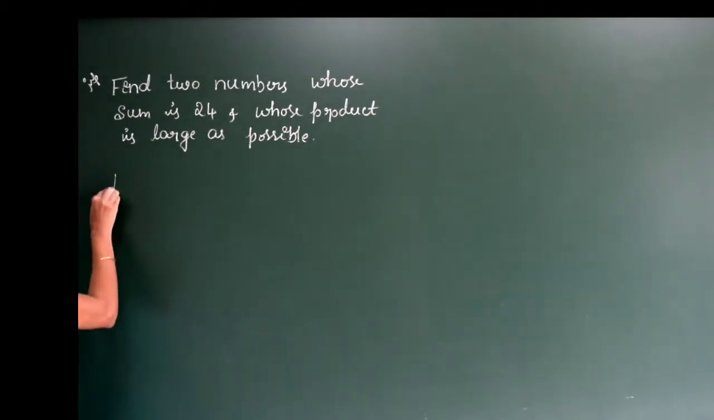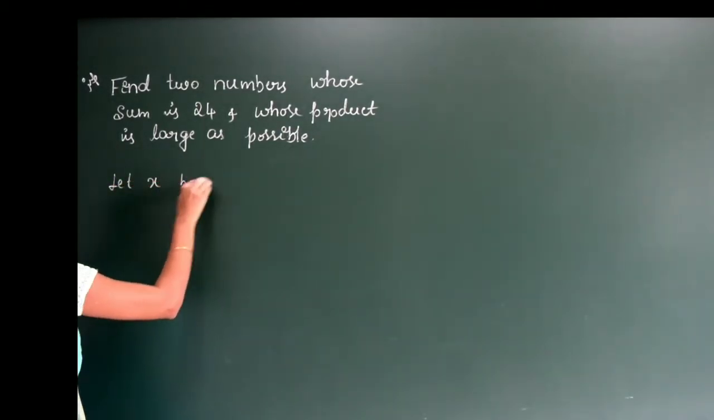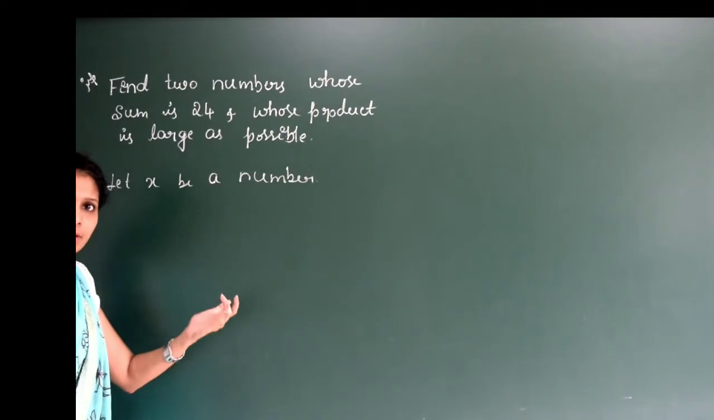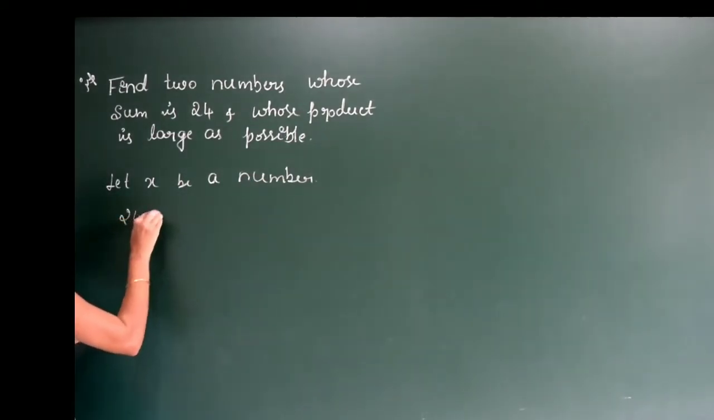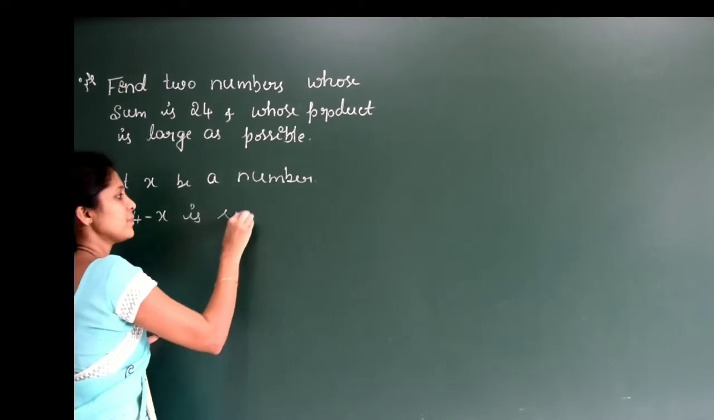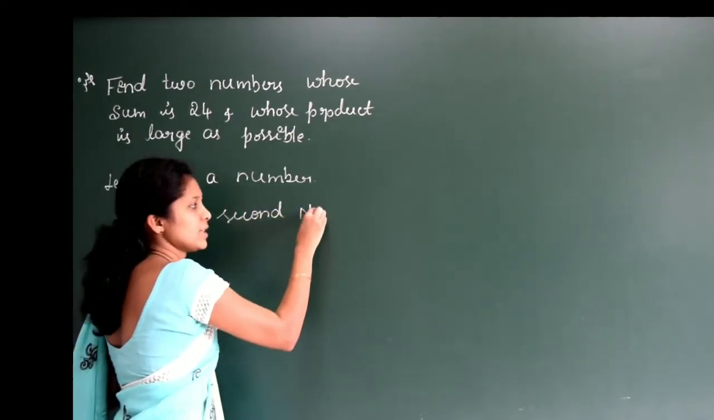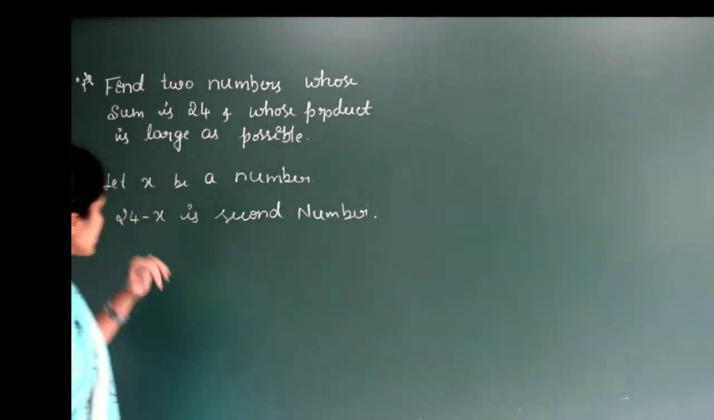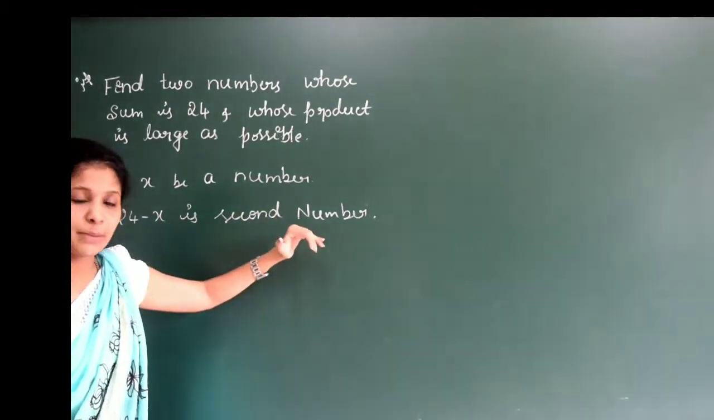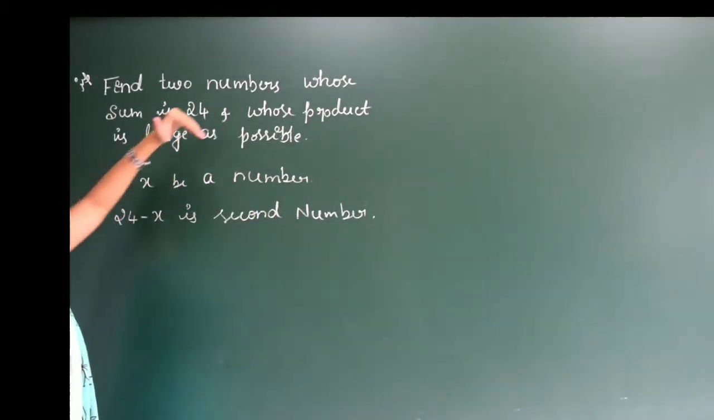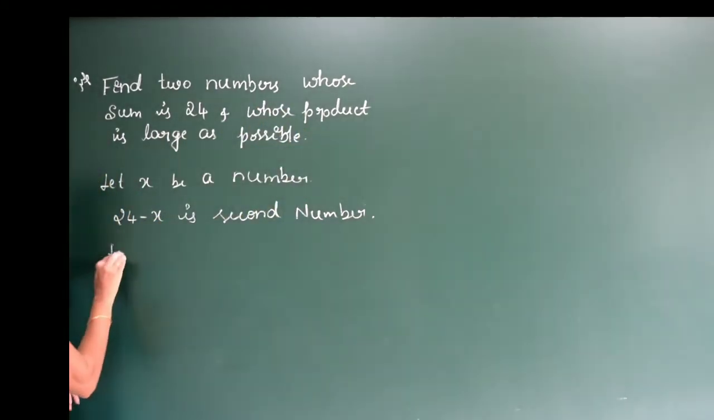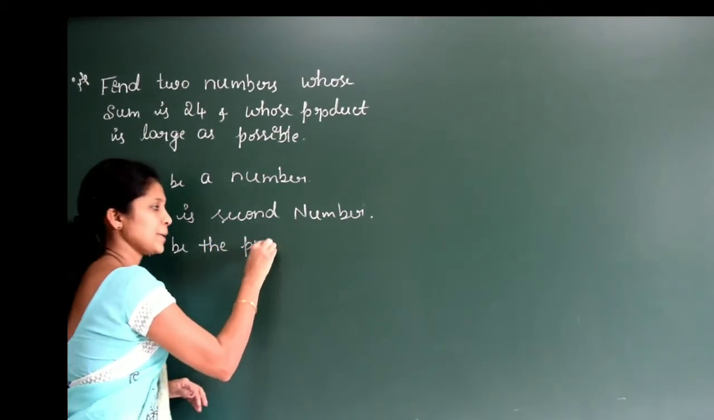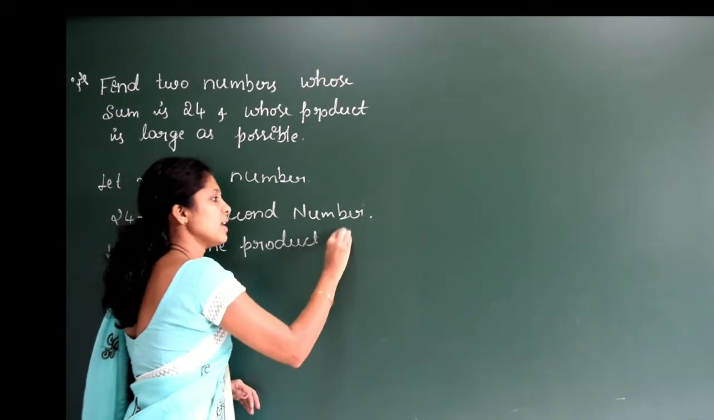First we will consider, let x be one number. If I consider x as one number, then 24 minus x will be the second number. Is it clear? We know that the sum of those numbers is equal to 24, so obviously 24 minus x will be the second number. And one more thing is given: the product is as large as possible. Let p be the product of the numbers.